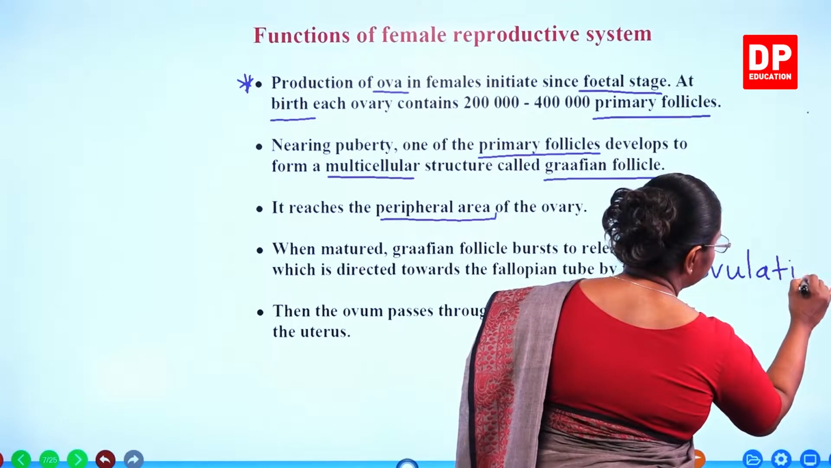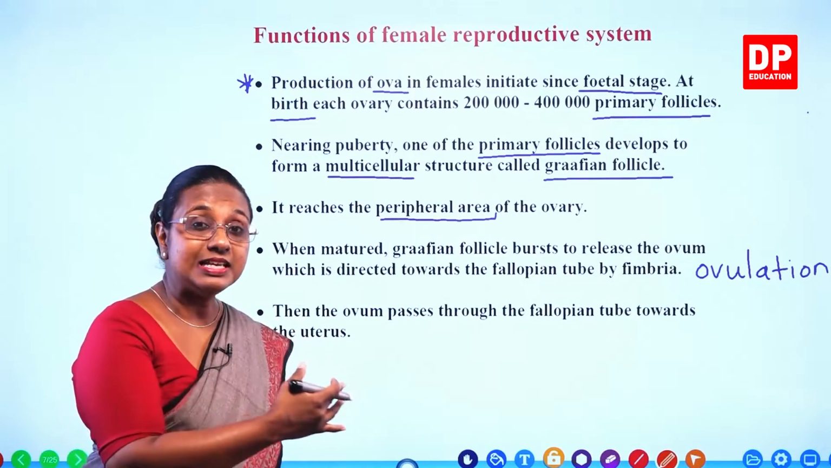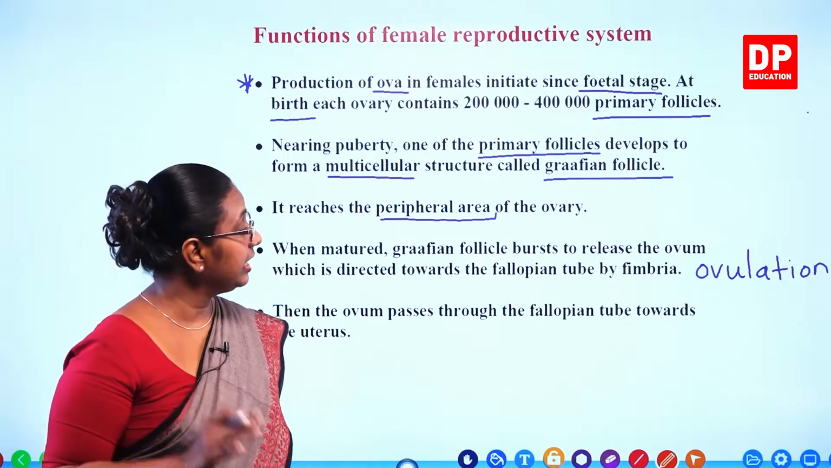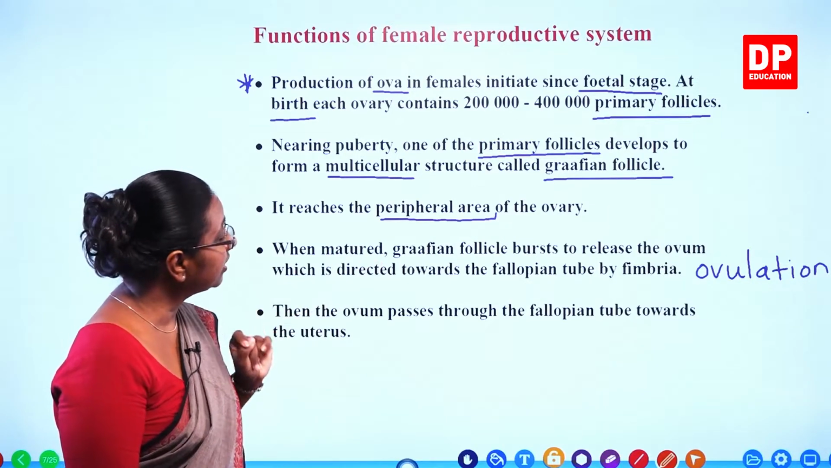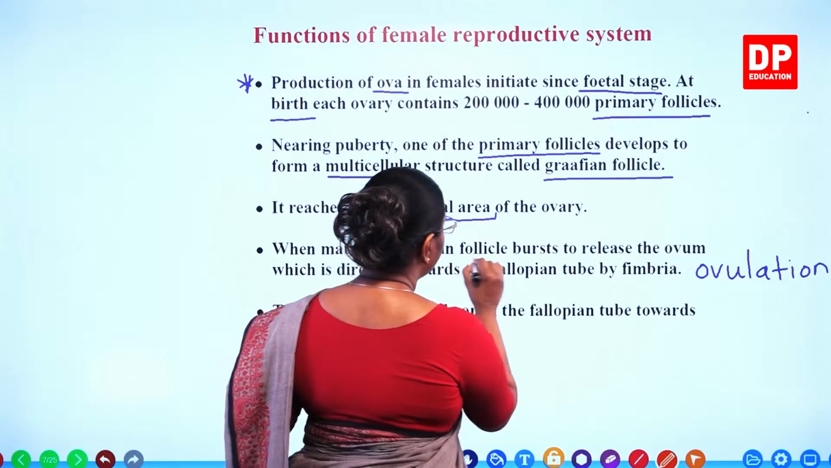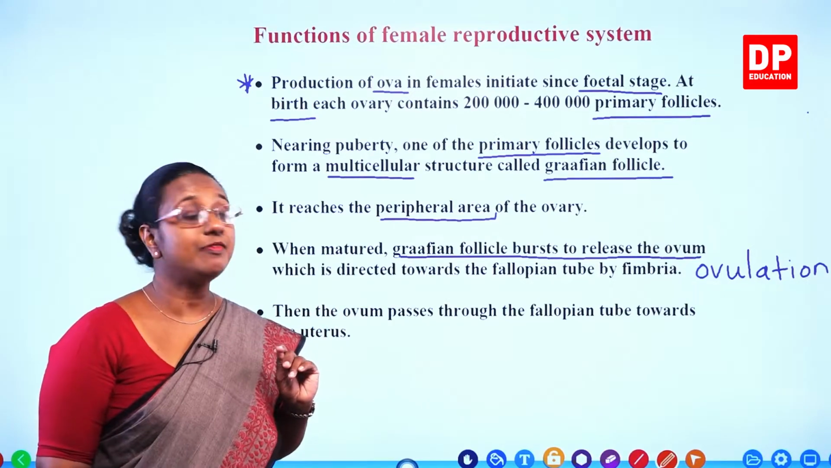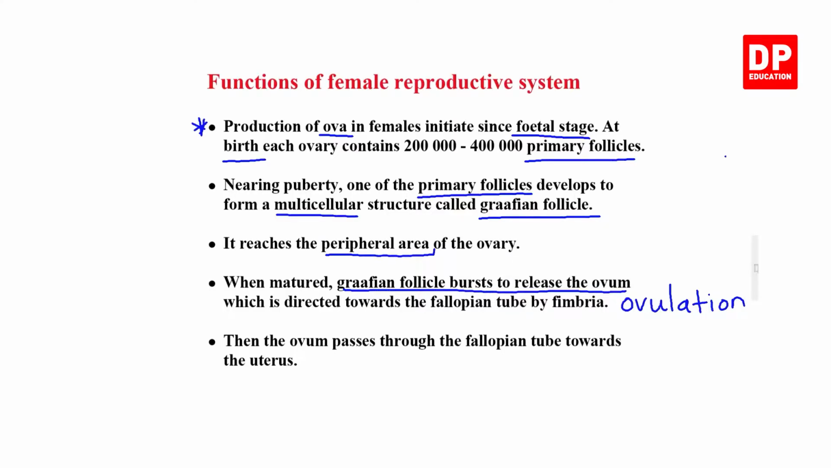You have to remember these terms, students. Ovulation. So we will be discussing the menstrual cycle. In that menstrual cycle, the 14th day will be the day the ovulation occurs. So that is when the matured Graafian follicle bursts to release the ovum, and that is directed towards the fallopian tube by fimbria. And that process, the bursting of the Graafian follicle to release the ovum, is what we call ovulation.